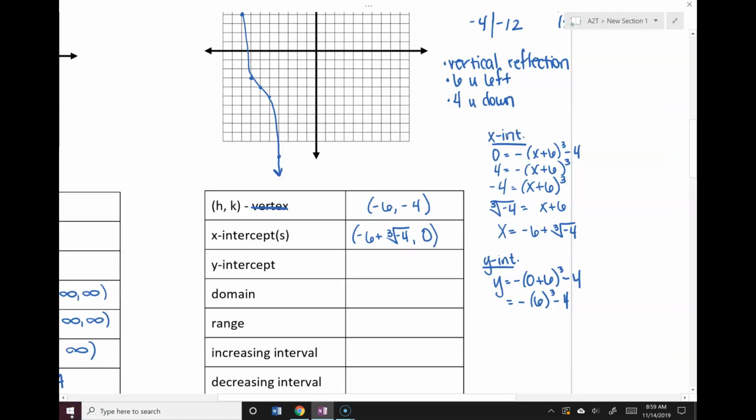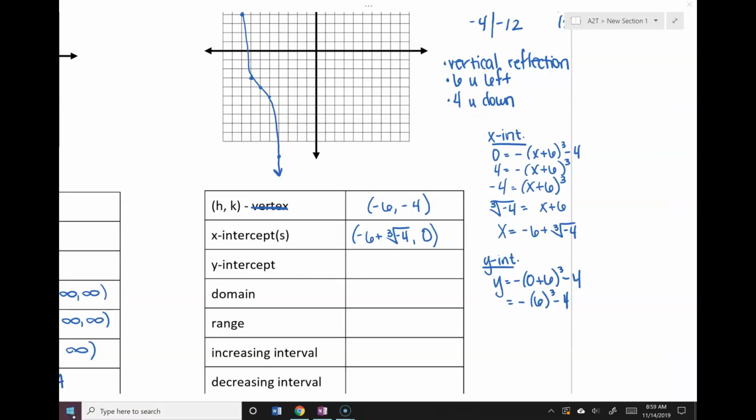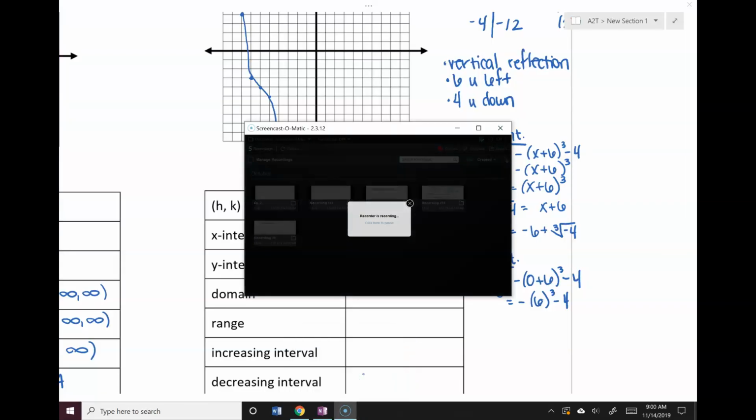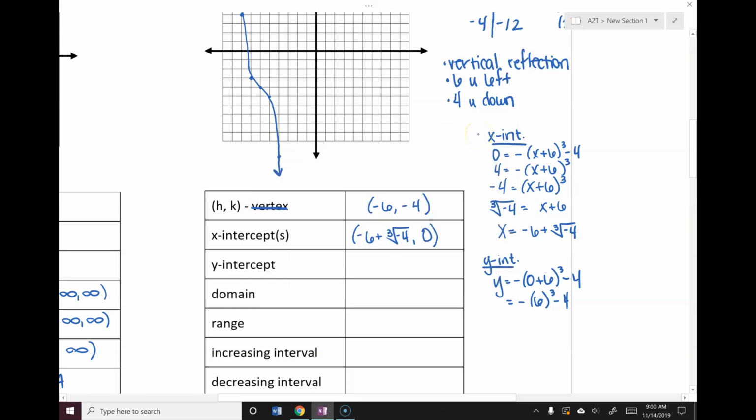Why did that pop up? Okay, obviously I am learning. Do you want to stop? No, I don't know what's going on. Okay, I'm learning how to do this.